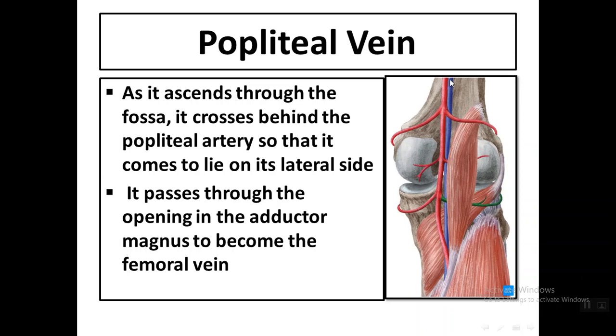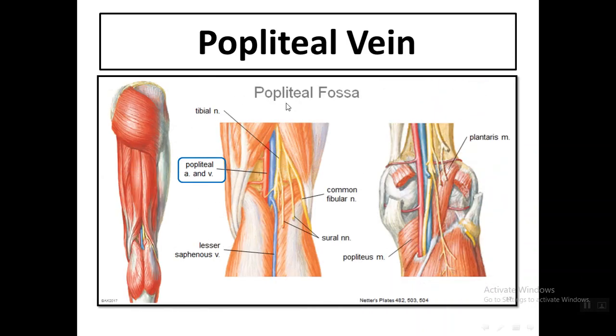Then, more superiorly, it passes through the opening in the adductor magnus, the adductor hiatus, and its continuation forms the femoral vein. Here we see the femoral vein. The popliteal vein is formed at the lower border of the popliteus muscle by the fusion of the anterior tibial and posterior tibial veins, and it accompanies the popliteal artery. It ascends and passes through the adductor hiatus to become the femoral vein.